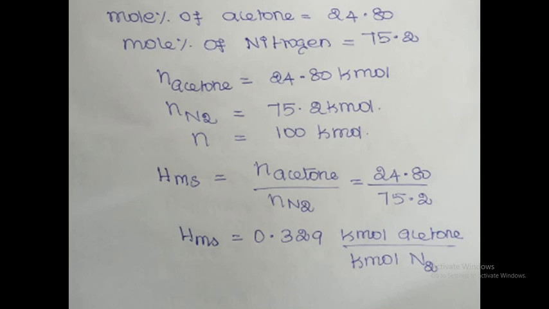The number of moles notation is small m. So here we are going to calculate HMS. HMS is equal to the number of moles of acetone divided by the number of moles of nitrogen, that is 24.80 divided by 75.2. Substitute here, and finally we get HMS is equal to 0.329. The unit of HMS is kilomole of acetone per kilomole of nitrogen. Why? Because acetone is A component, nitrogen is B component. This is the molar humidity, in terms of mole basis.